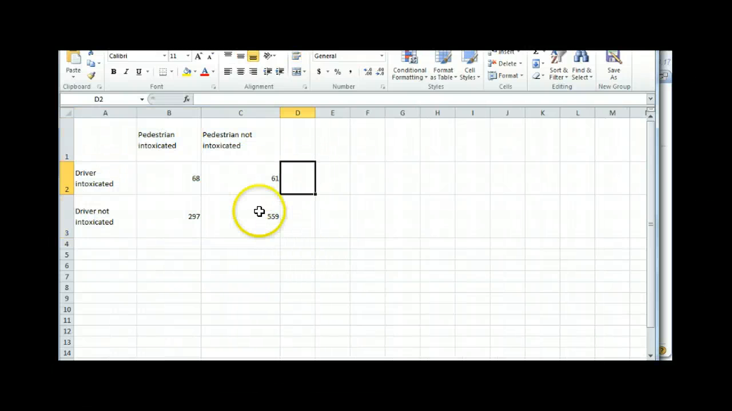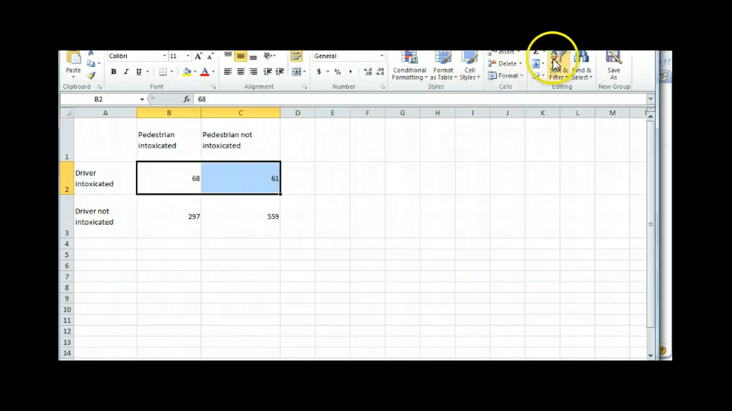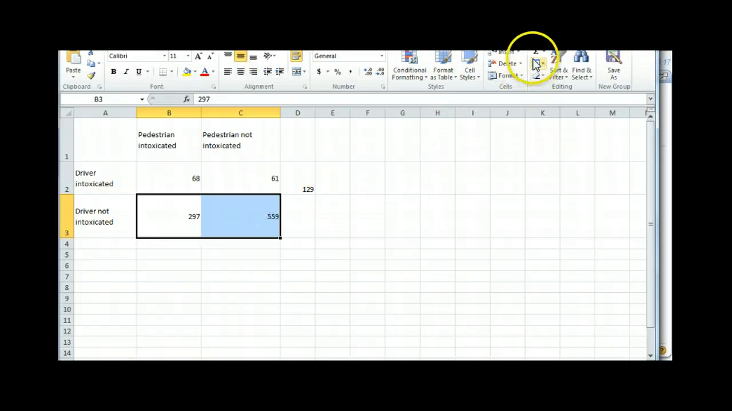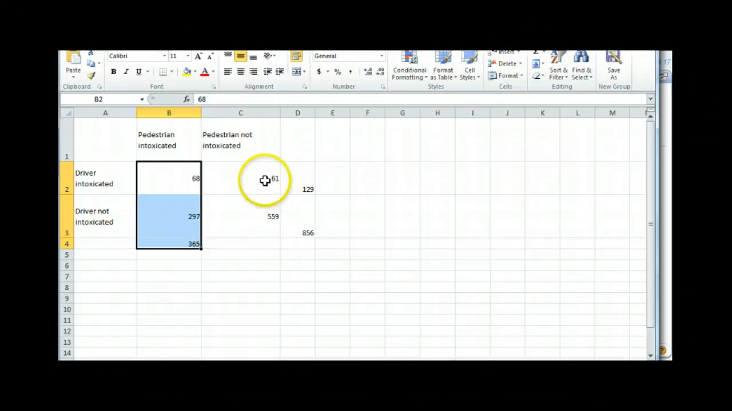Alright, so we can see what's going on. And then here, if I highlight these two and press sum, it adds those up. If I highlight these two, press sum, it adds those up. If I highlight these and press sum, it adds those.